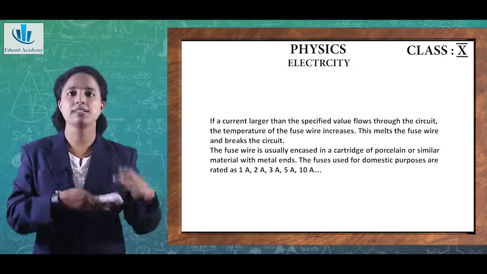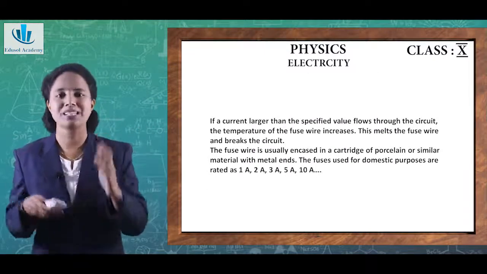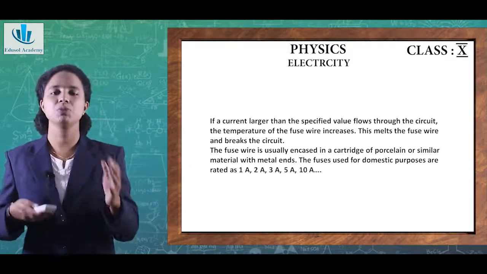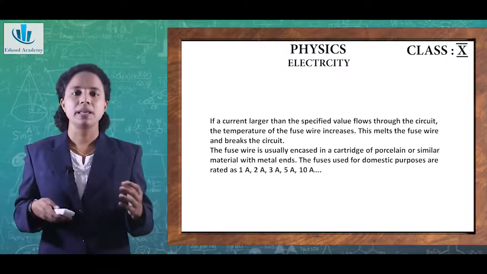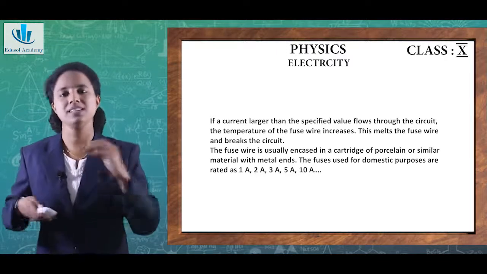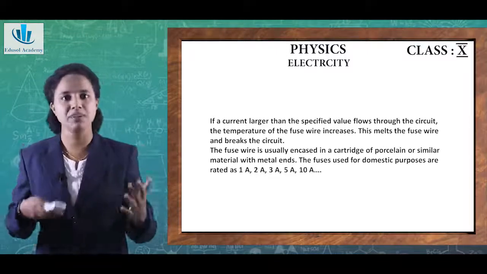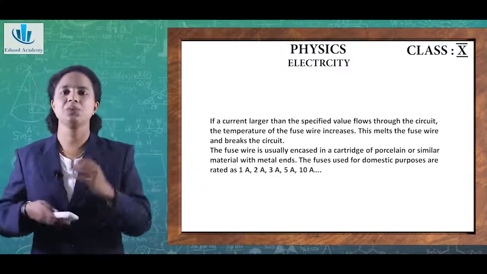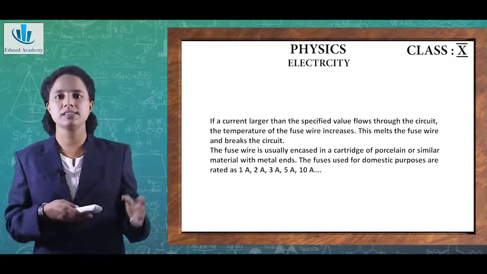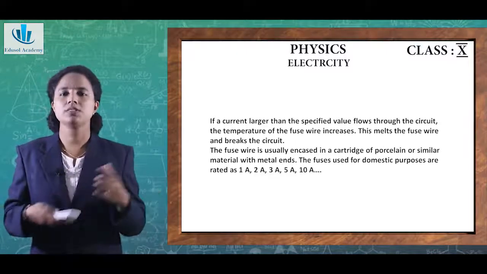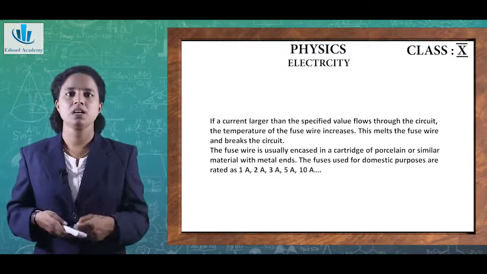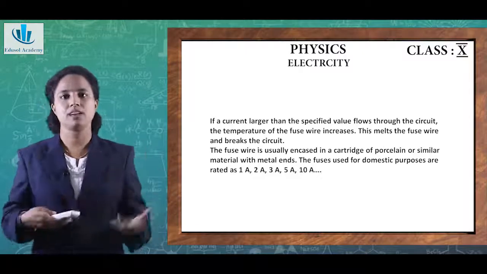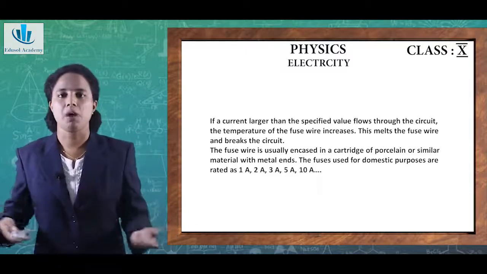So, if a current larger than the expected or specified value flows through the circuit, what happens? The temperature of the fuse wire increases. This melts the fuse wire and breaks the circuit. So the appliances are safe, and the fuse sacrifices itself to save the other appliances and the circuit. The fuse wire is usually encased in a cartridge of porcelain or some similar material which has metal ends. This is used for different domestic purposes, and is rated by different currents such as 1 ampere, 3 ampere, 10 ampere, etc.